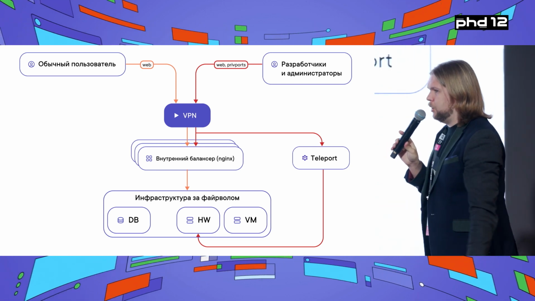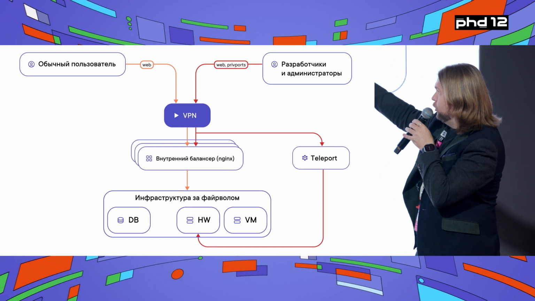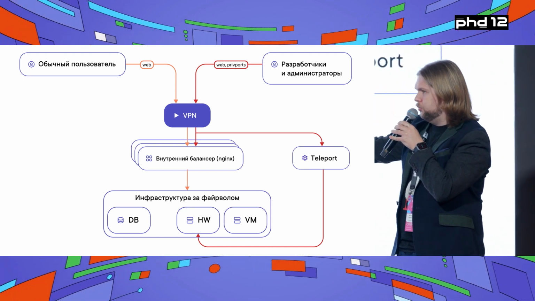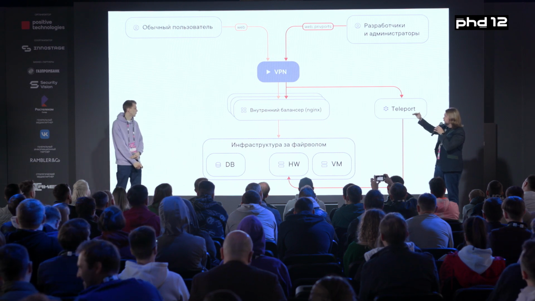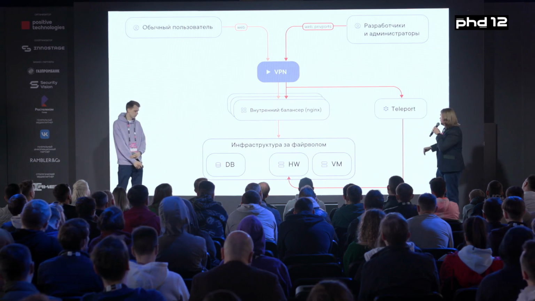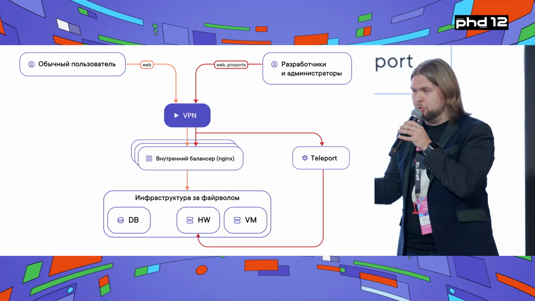And this type of infrastructure matches the defense in depth approach. So the threat actor who wants to reach the privileged infrastructure, like servers, would have to go through several protection layers: the VPN authentication and the Teleport-level authentication.